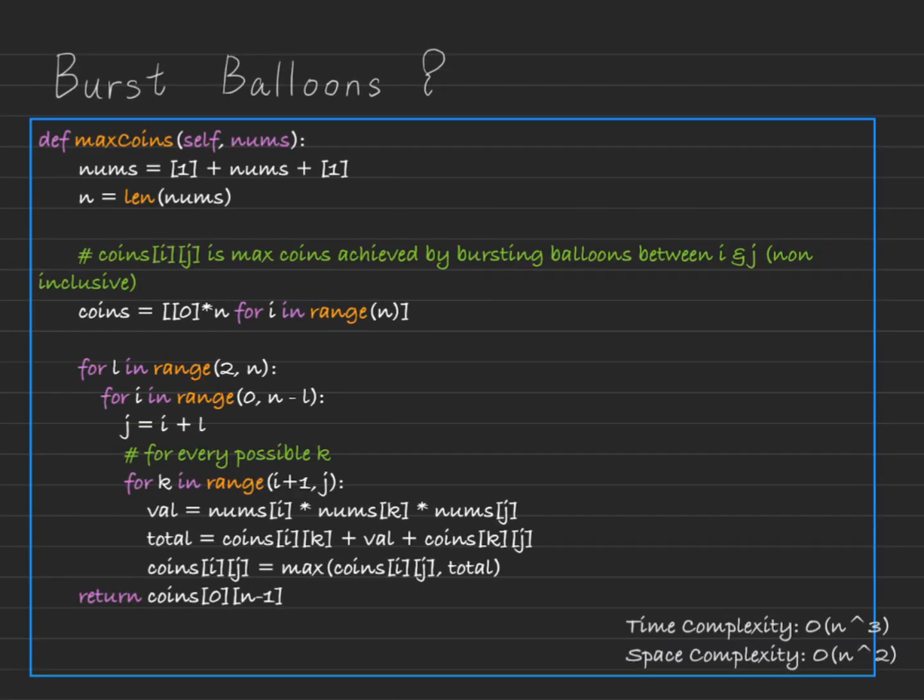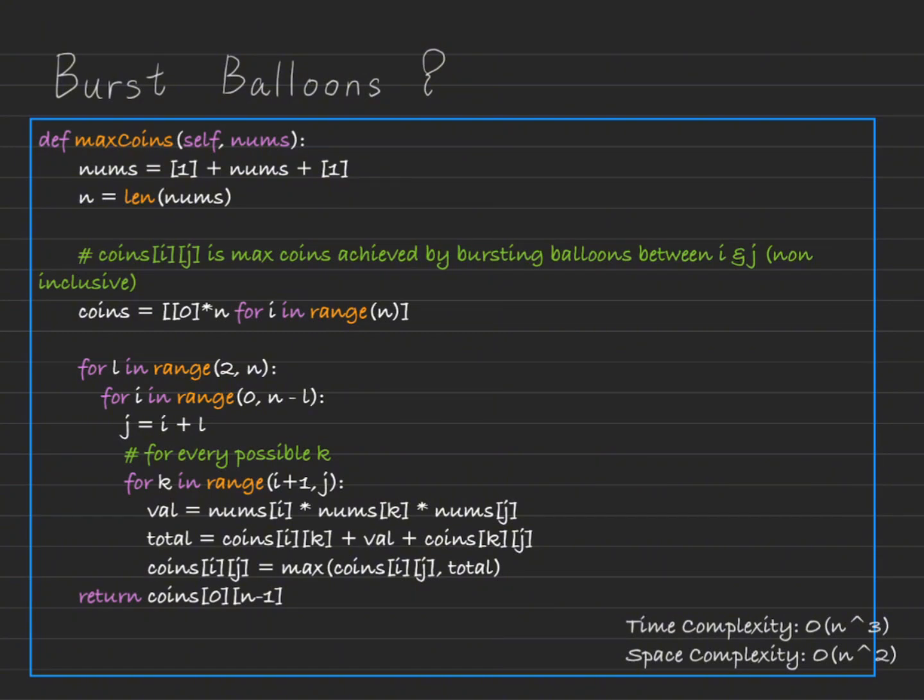Here's the pseudocode in Python. One more thing we need to set up is to pad the array with the number ones at the beginning and end, so that when we return coins[0][-1], it's the maximum number of coins achieved by popping all the balloons between these two elements but not including them.